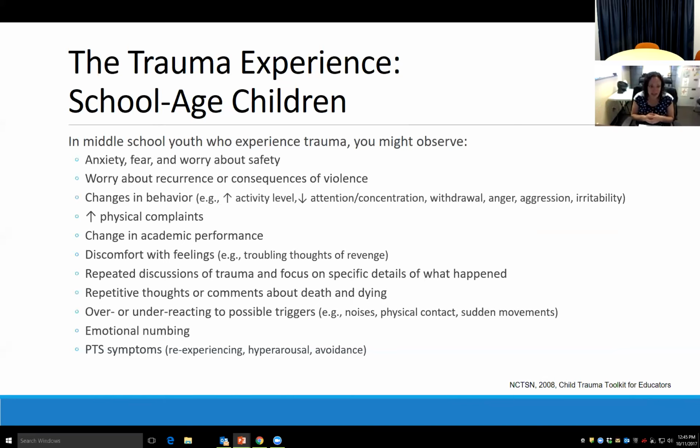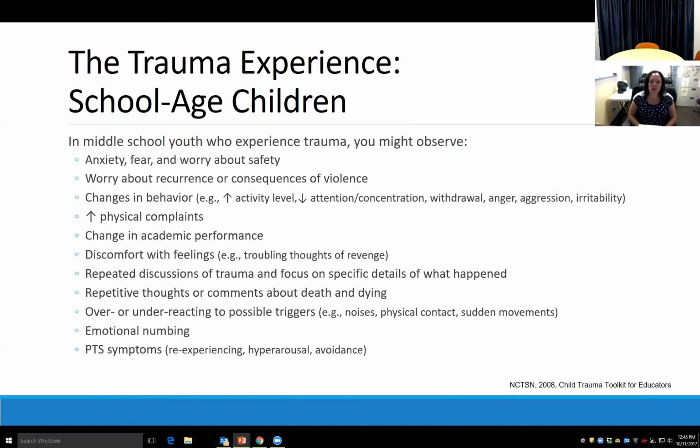Similar changes in behavior, again, the physical complaints, the change in academic performance. We sometimes start to see discomfort with feelings in general. So they may have troubling thoughts of revenge. They want to get back at the person who instigated the trauma, but that may be distressing to this child. You may see repeated discussions of trauma and focus on specific details of what happened. So there's just a certain part of what happened that they focus on.